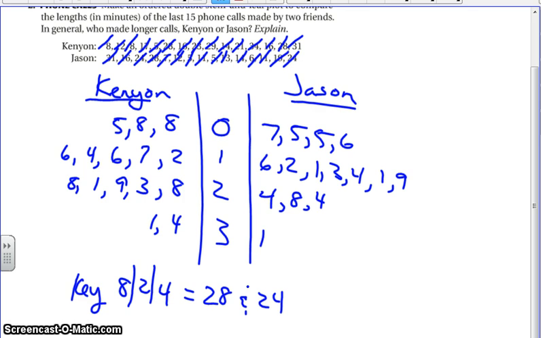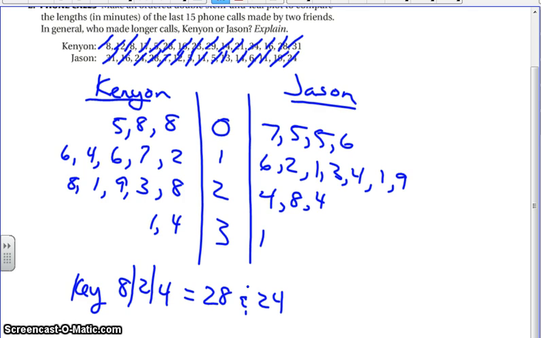Okay, so the question was, who made longer calls? And can you just look at the leaves here and draw a conclusion on who made longer calls? Can you? Everybody look. I'm going to have you say together who you think made longer calls. Ready? 3, 2, 1. Kenyon. Okay, you all selected correctly.